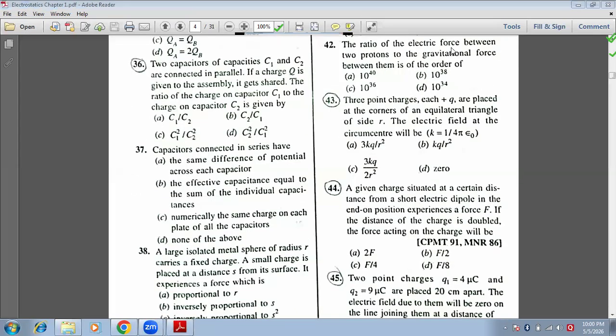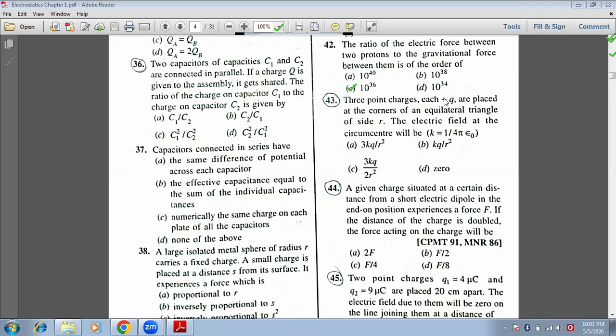The ratio of the electric force between two protons to the gravitational force between them is of the order of: option A, 10 raised to the power 40; option B, 10 raised to the power 38; option C, 10 raised to the power 36; option D, 10 raised to the power 34. Correct answer, option C, 10 raised to the power 36.